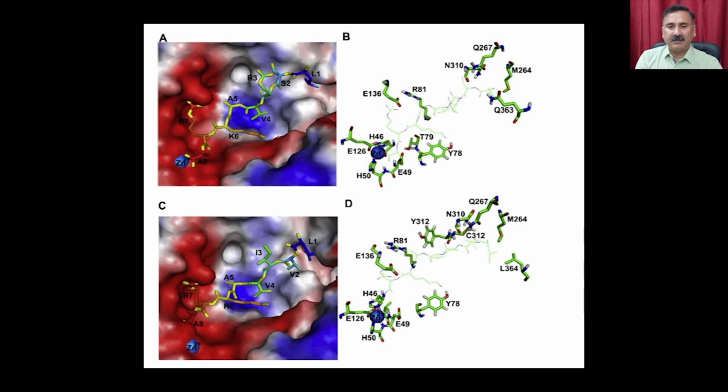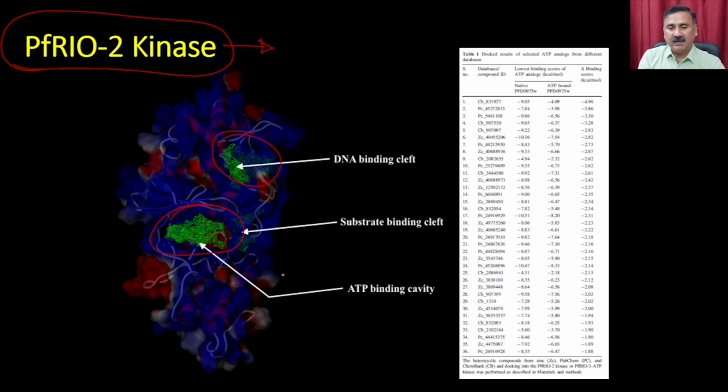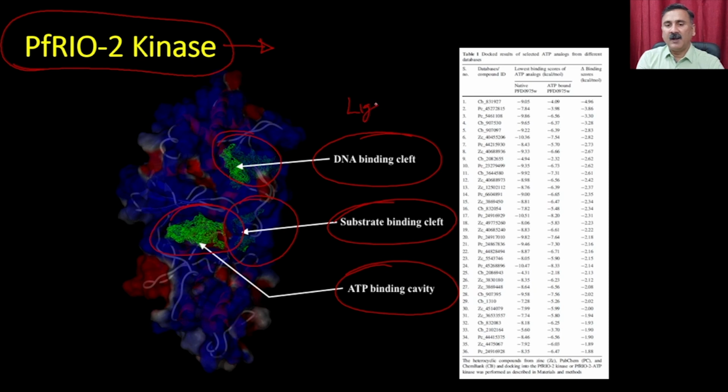Apart from that, there was another enzyme called PFRIO2 kinase, and that can also be used for the ligand-based approach. PFRIO2 kinase has a DNA binding cleft, a substrate binding cleft, and also an ATP binding cleft. So this is the substrate binding cleft, and this is the ATP binding cleft. Taking these into account, we took the ligand and searched different types of molecules in the database. So these are the different molecules present in the database.